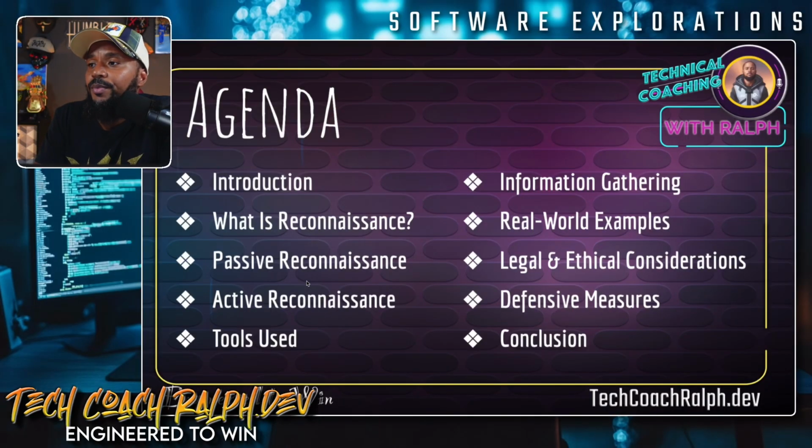Starting with our agenda, we're going to be going through our introduction to ethical hacking and reconnaissance. What exactly is reconnaissance? What is passive reconnaissance? What is active reconnaissance? What are the tools used for information gathering, for intelligence gathering? Actual information gathering, real world examples. We're going to have one real world example. We're going to talk about the legal and ethical considerations when it comes to reconnaissance. And we're going to talk about the defensive measures that companies can take against recon being done against something. We're going to wrap it up with our conclusion. All right. So let's jump into it.